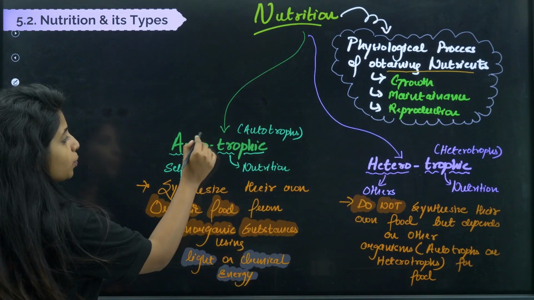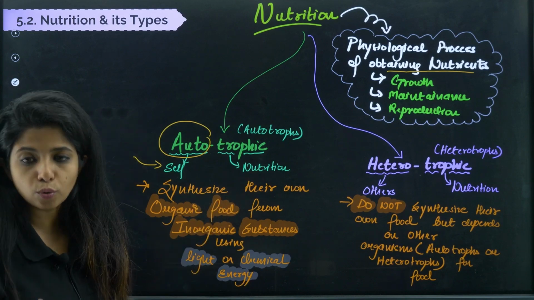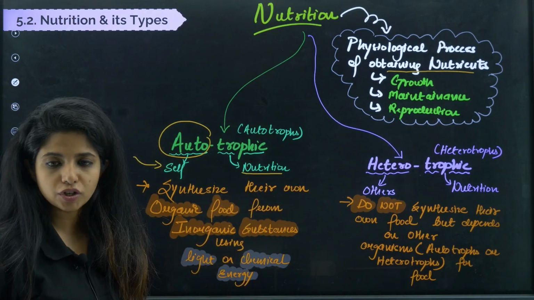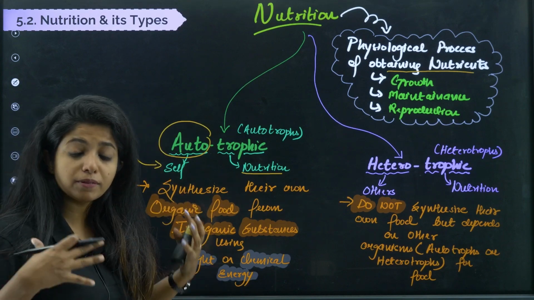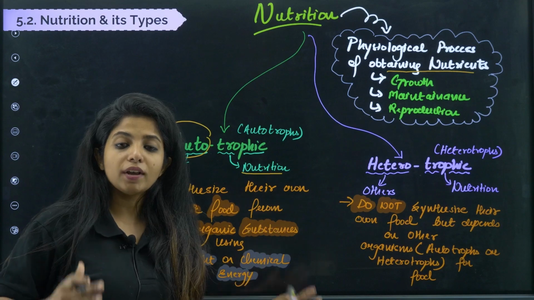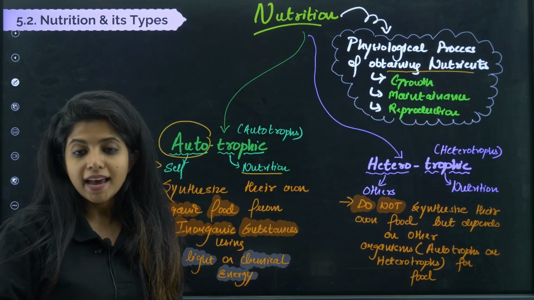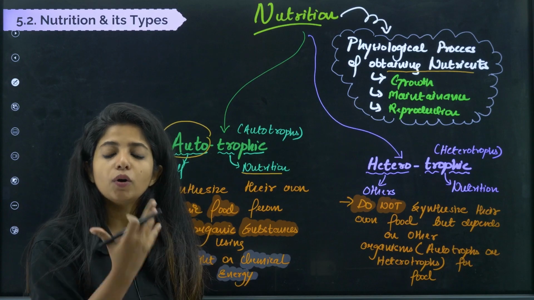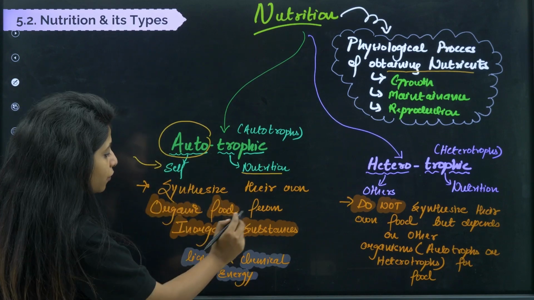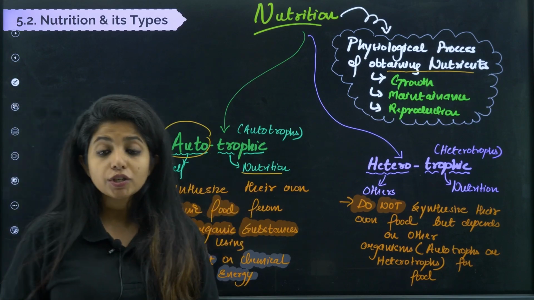Auto basically means self. Trophic comes from the word trophos, which means nutrition. So these are the organisms which obtain their own nutrition, which make their own food. That is why they are known as autotrophs, and the mode of nutrition that they have, we call it autotrophic mode of nutrition. So they synthesize their own organic food from inorganic substances using light or chemical energy. Now this is given in NCERT.